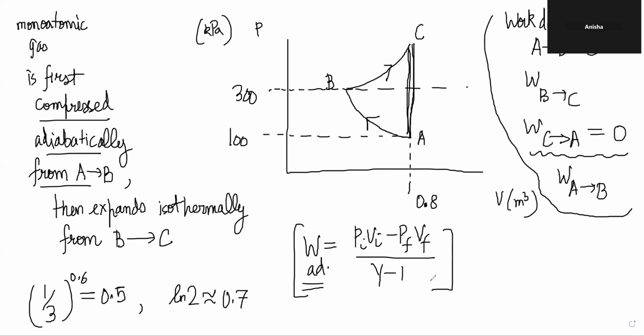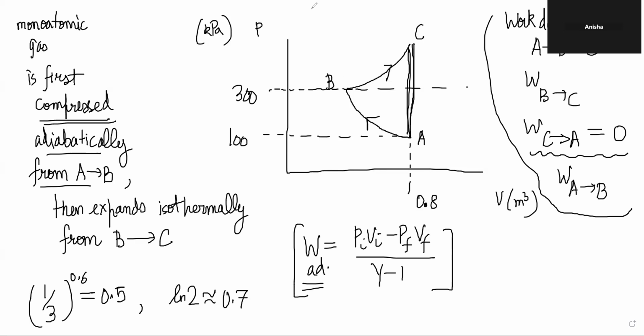We will see if the answer comes out as negative, then it is correct. If the answer comes out as positive, it's wrong, because it's an adiabatic compression. So Pi Vi, you will calculate here: pressure is 100 kPa and Vi is 0.8, right? Yes, sir. And second, we need the Vf here, right?